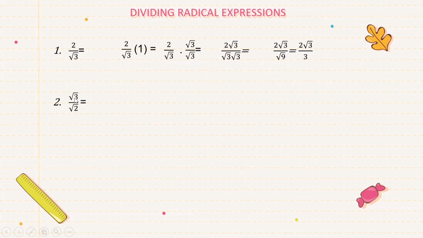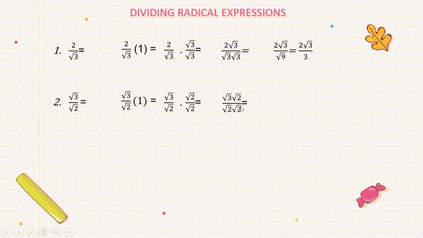Number 2, square root of 3 over square root of 2. Let's rewrite it as square root of 3 over square root of 2 times 1. Then, we write it like this: square root of 3 over square root of 2 times square root of 2 over square root of 2. Square root of 2 over square root of 2 is equal to 1. And where did the square root of 2 come from? From the denominator. And again, don't forget: if you multiply square root of 2 to the numerator, you must also multiply it to the denominator.